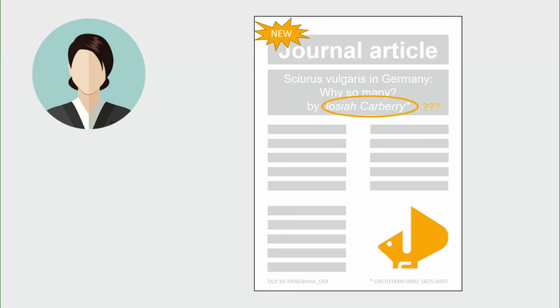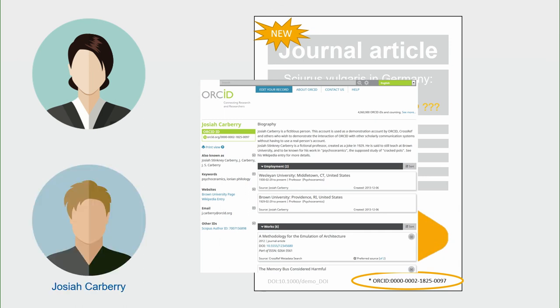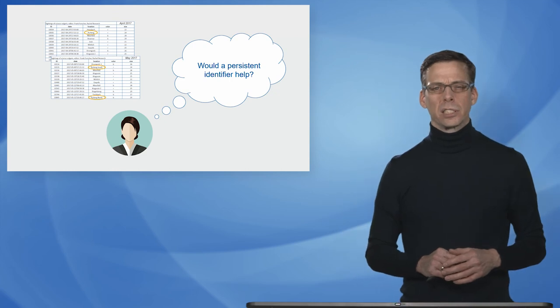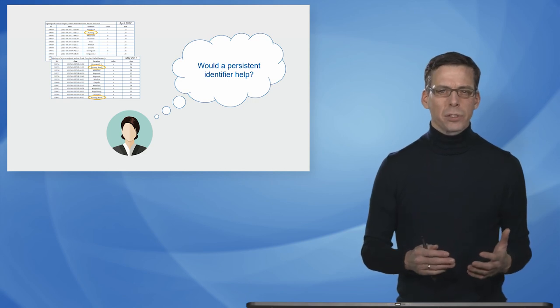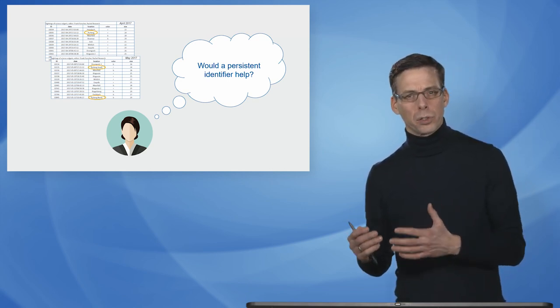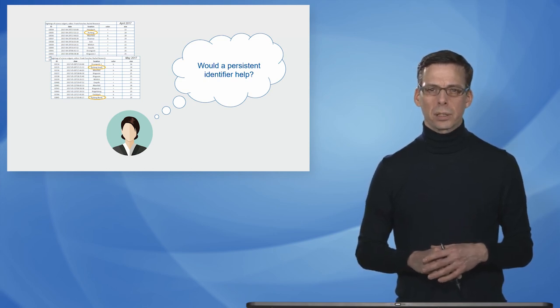Fortunately, he has noted his ORCID ID within the paper. From there, it is quite easy for Louise to find out his current affiliation and to get in contact with him. So they have a great telephone call and discuss some issues of squirrel research, even though Joshua Carberry is only interested in red-brown squirrels. Now Louise starts to think, well, would a persistent identifier such as the DOI for journal articles or the ORCID for researchers have helped me with the confusion within this data project?